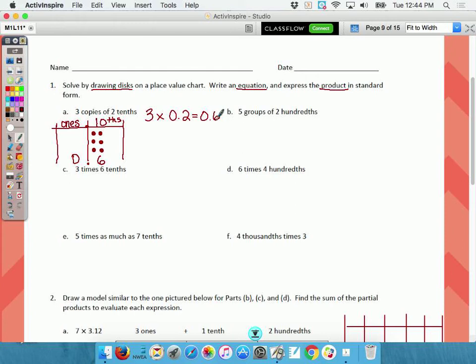Okay, we'll do another one, and then I'm going to let you try C and D on your own. Okay, so 5 groups of 2/100s. What does that look like? 5 times 0.02. Good. Now, what place value did I say to start with? The ones. So this time, how many columns will I have? 3. Why will I have 3? Because there's hundredths, tenths, and ones, because it goes all the way to the hundredths. And I said we could do it like this.